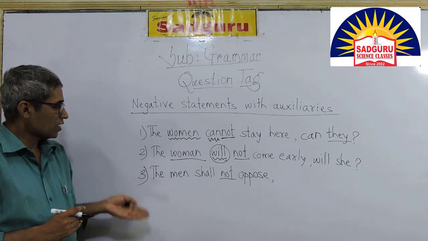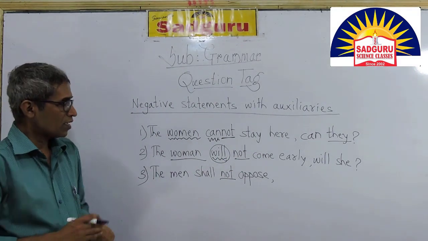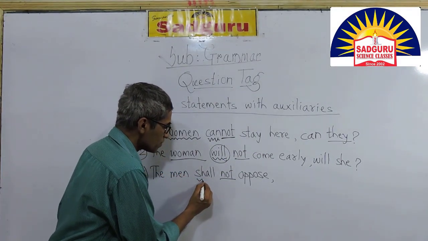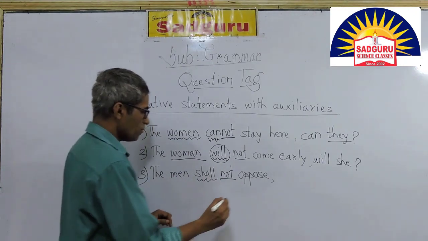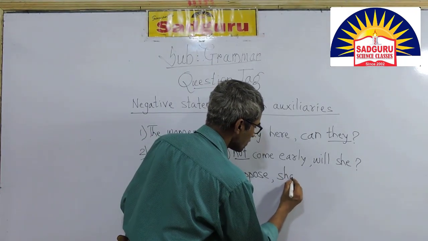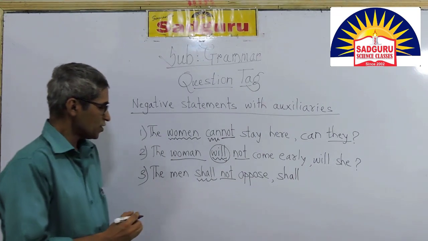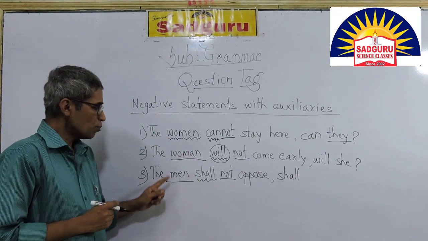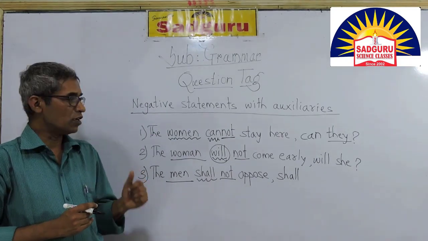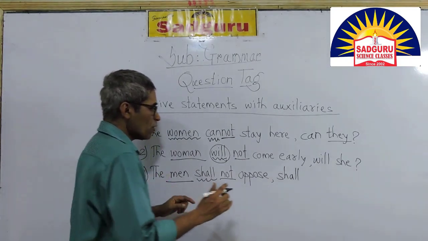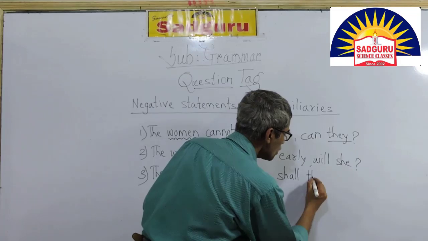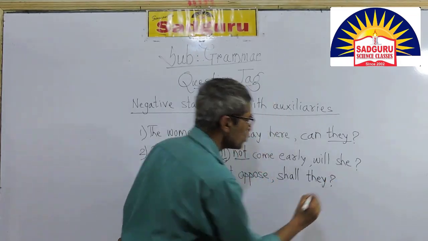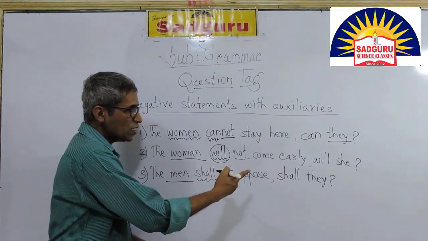And here the third sentence, the auxiliary is shall. You have to take it. And the subject is men. Now men means many, plural. Again you know that for a plural noun the pronoun they is taken. So the question tag is, shall they?